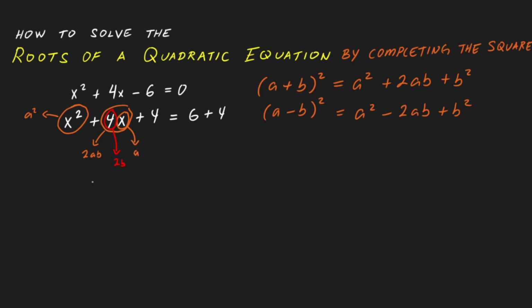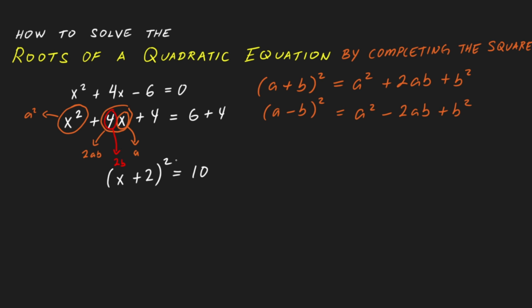So now the next step is on the right side, we can add up the 6 and the 4. We're going to end up with 10. And this is now a perfect square trinomial. X squared plus 4x plus 4, it now resembles this. So now we can just write that up as x plus 2, quantity of that squared. And there we go. Easy as that.